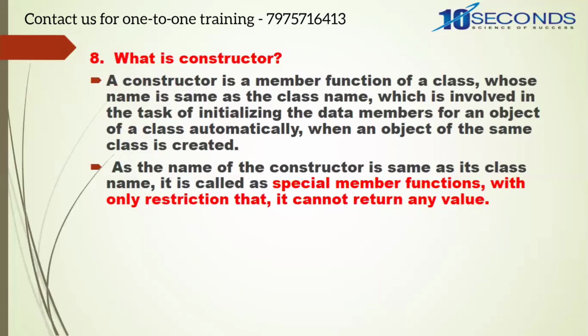What is a constructor? A constructor is a special member function in C++ whose name is the same as that of the class name. And it is the only way to initialize the data members of an object. When an object of the class gets created, it is called. It is a special member function with only one restriction: it cannot return a value. Why is it called a special member function? Because it has the same name as that of the class.